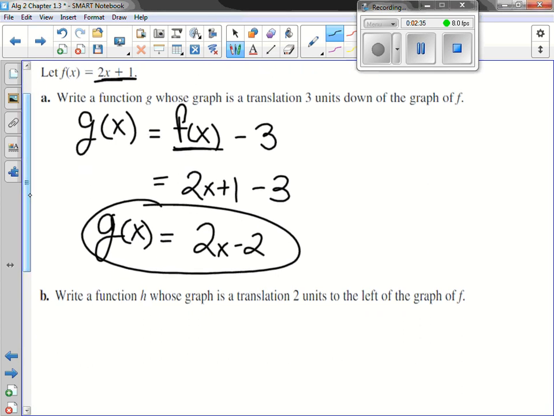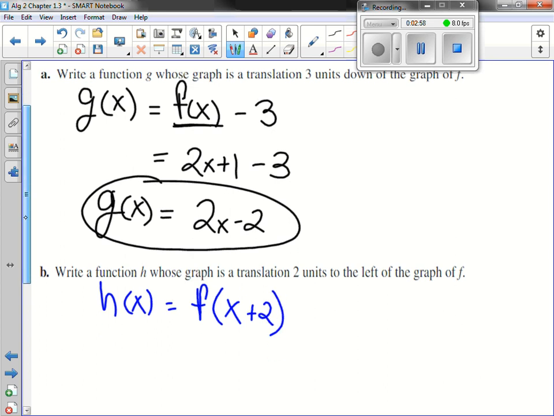Now let's look at this next one here. Write a function h whose graph is a translation of 2 units to the left. Now remember, left and right is inside the parentheses. So our h of x is going to equal f of x, what? Because it's moving to the left, it would be plus 2. If it was to the right, it would be minus 2.